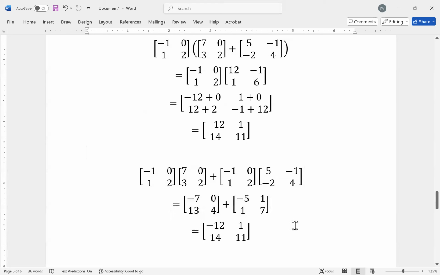Now, this doesn't happen just in this case. This will happen in general as long as the dimensions all make sense. In other words, if I can add these two matrices up, and if I can multiply this matrix times the sum, or if I can multiply this matrix times each individual matrix, and then add them up, as long as the dimensions match up, then that distributive property will hold.